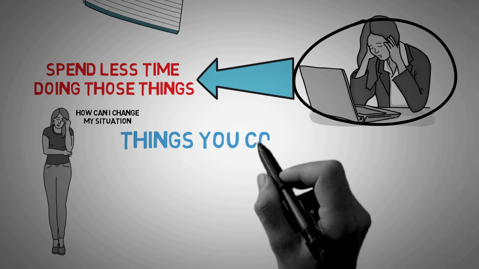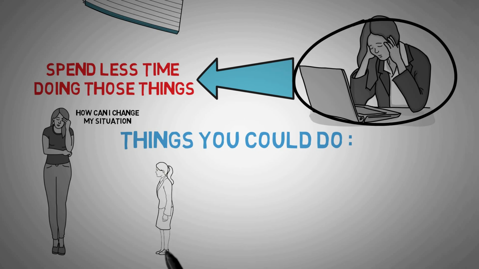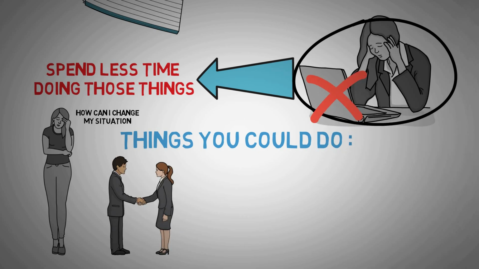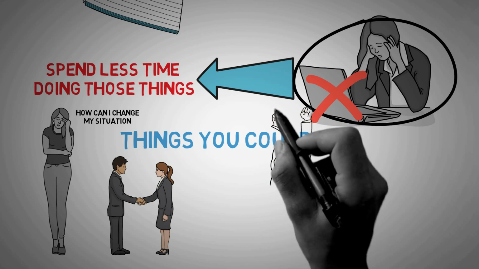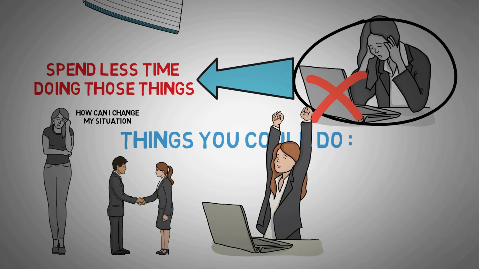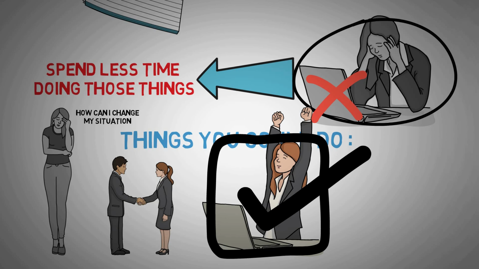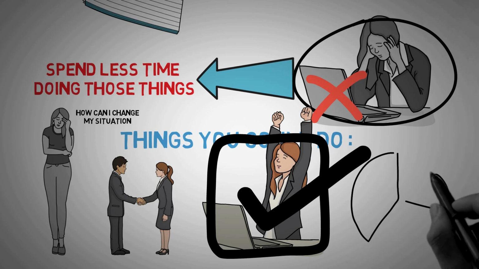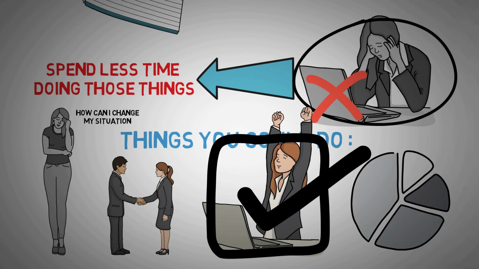Things you could do would be: look at other jobs that might seem interesting to you, or decrease your working hours if possible. Whatever you end up deciding to do, you should not make yourself work at a job that makes you unhappy for the rest of your life. When you cut down on the things that make you unhappy, you will find that you'll have more time and energy to spend on the things that make you happy.